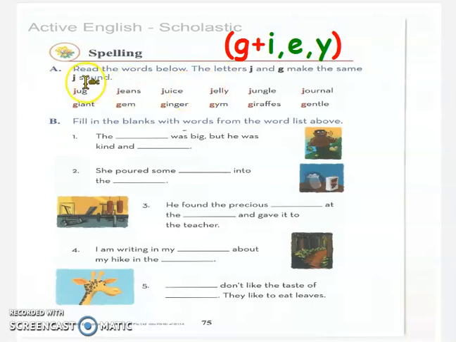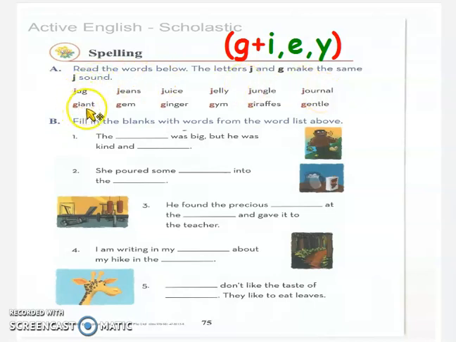So here, my students, we have 2 groups. The first group is words with letter J. Number 1, jug, jeans, juice, jelly, jungle, journal.